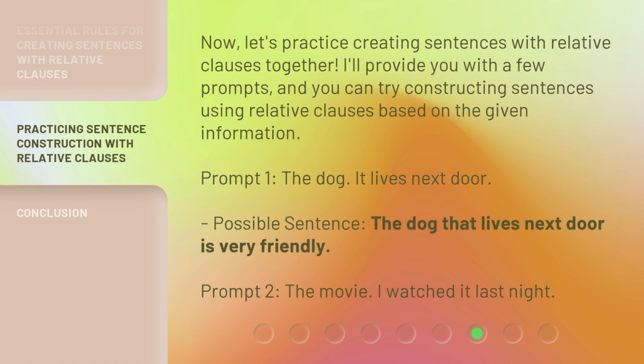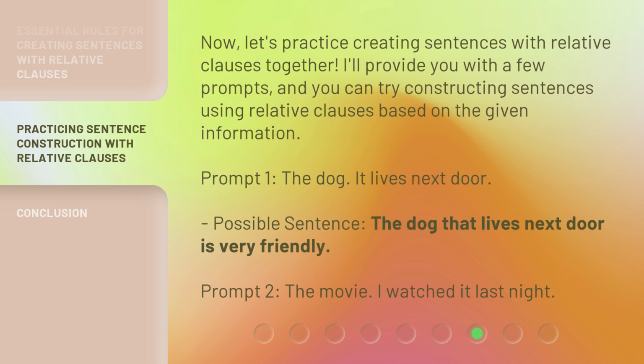Now, let's practice creating sentences with relative clauses together. I'll provide you with a few prompts, and you can try constructing sentences using relative clauses based on the given information. Prompt 1: The dog. It lives next door. Possible sentence: The dog that lives next door is very friendly.